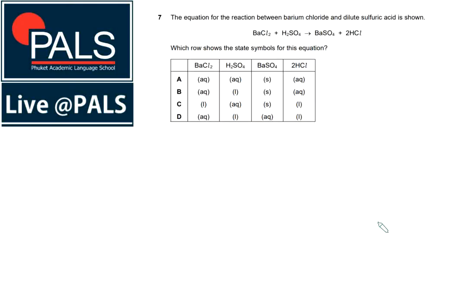Next one. The equation for the reaction between barium chloride and dilute sulfuric acid is shown. So we have barium chloride and sulfuric acid, which become barium sulfate and HCl. We all know that HCl is aqueous. BaCl2, or barium chloride, is also aqueous, as well as sulfuric acid. However, barium sulfate becomes solid. So the correct answer is letter A.